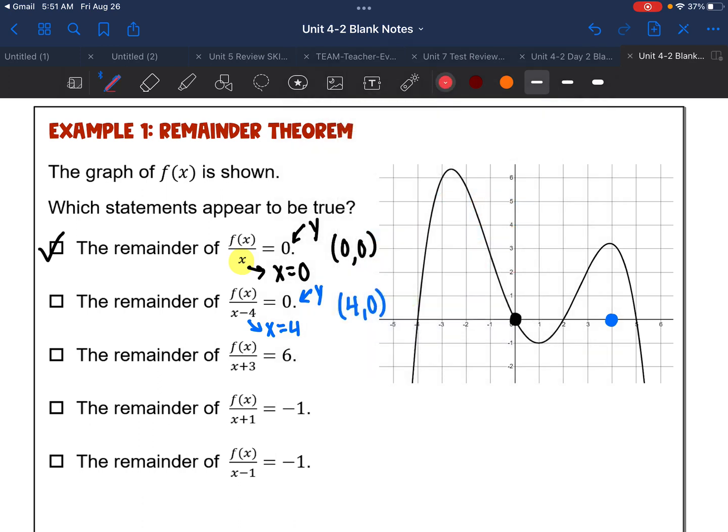Next one. Remainder of f of x divided by x plus 3 equals 6. So we're going to take the opposite, so it's going to be x equals negative 3. Again, this is our y value, so we have negative 3, 6. Negative 3, 6 is here. That is on our graph, so this one is a true statement.